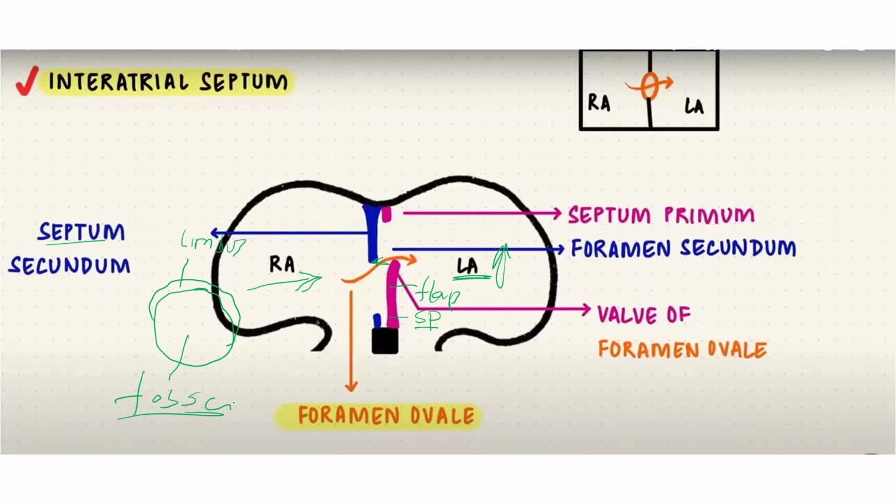And the floor of the fossa ovalis is actually a derivative of this. Because from this view, if you put your eye there in the right atrium, the floor will be seeing this. So the floor of the fossa ovalis is a remnant of the septum primum. But the limbus, you'll be seeing this edge, the lower free edge of septum secundum, and that is what forms the limbus.